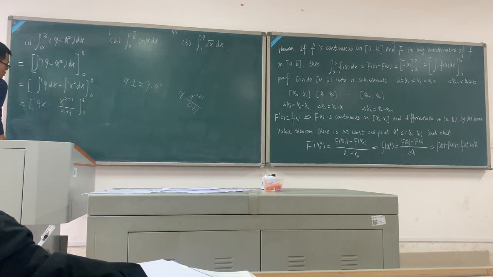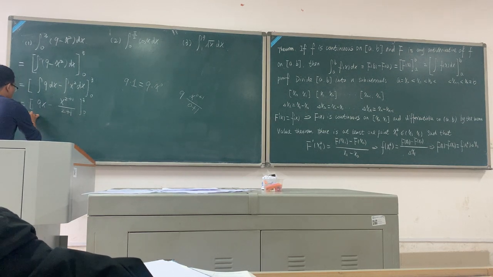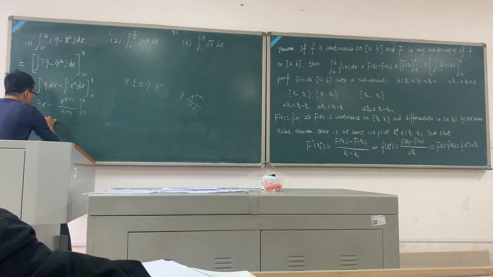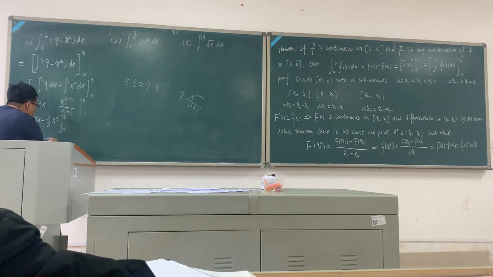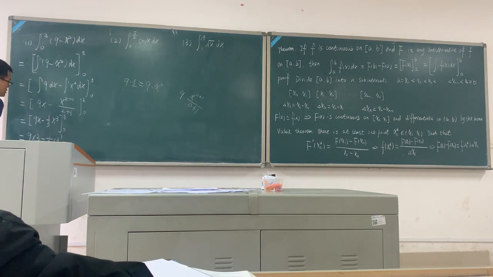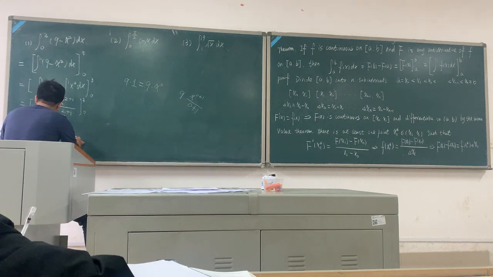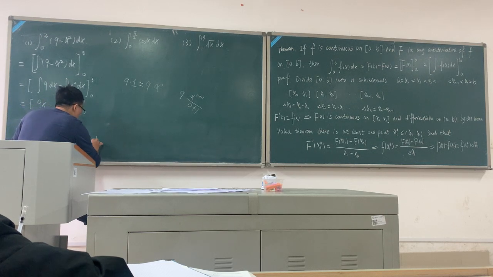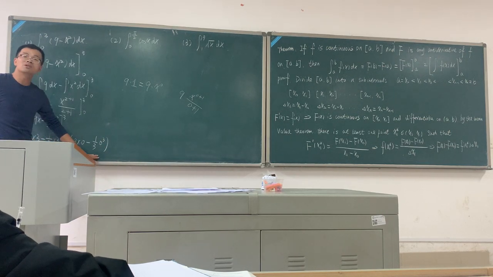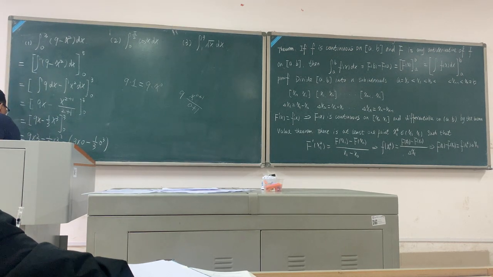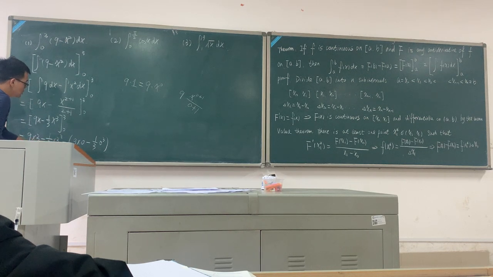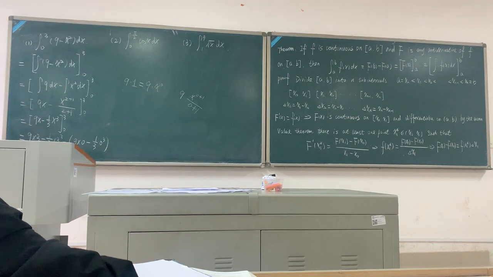From 3 to 0, now we can see it is 9x minus 1 by 3 x cubed. So it equals 9 times 3 minus 1 by 3 times 3 cubed, minus 9 times 0 minus 1 by 3 times 0 cubed. This part is 0. So here is 27 minus, 3 cubed is 27, 27 times 1 by 3 is 9. So 27 minus 9 equals 18. So the result is 18.